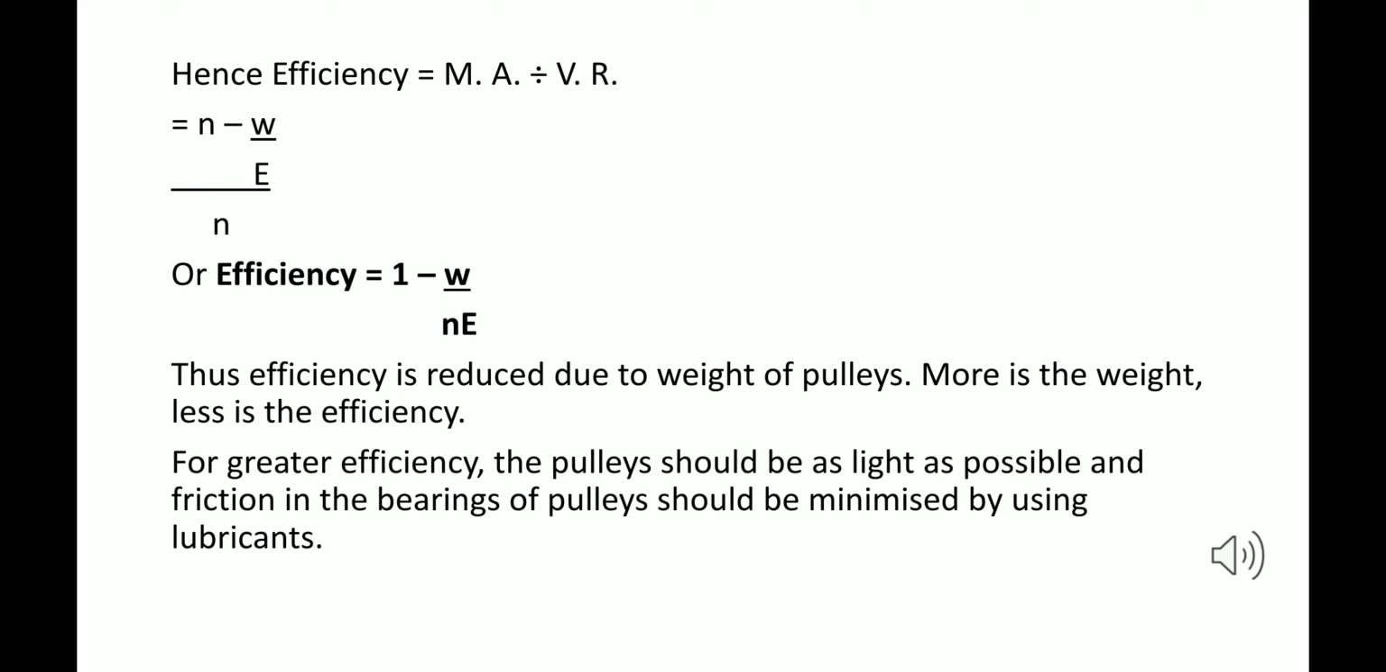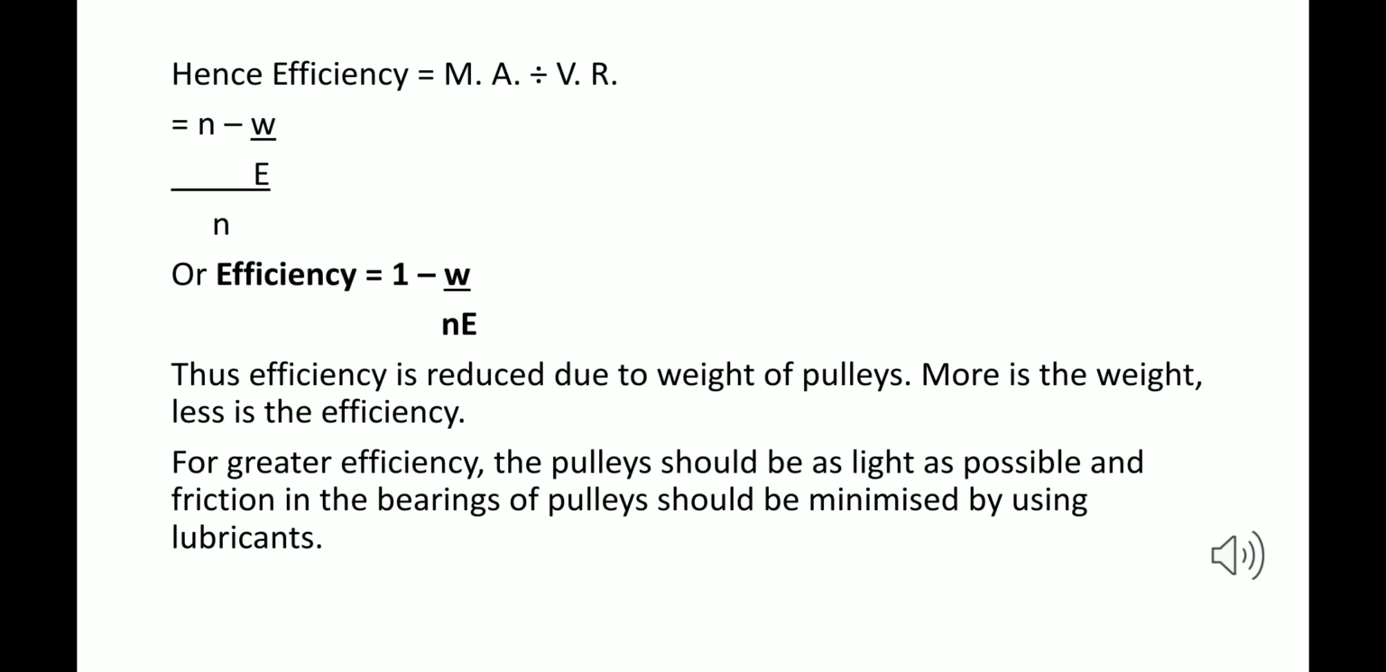Now, we just calculated the mechanical advantage N minus W by E, and velocity ratio remains N only. Therefore, efficiency becomes 1 minus W by NE, because N minus W by E when divided by N will become 1 minus W by NE. Thus, efficiency is reduced due to the weight of the pulleys. More is the weight, less is the efficiency.